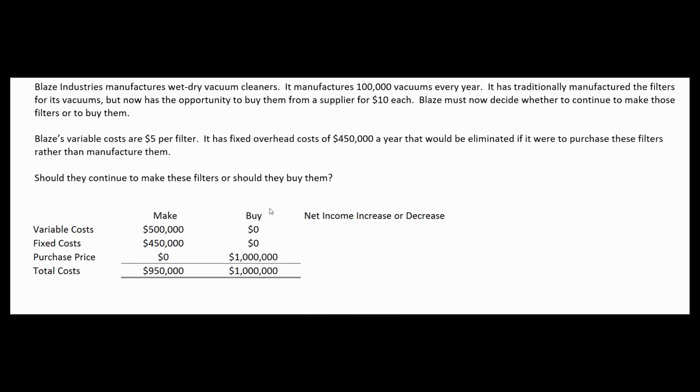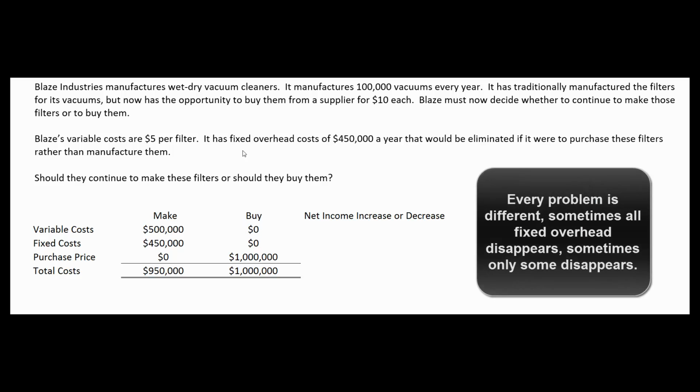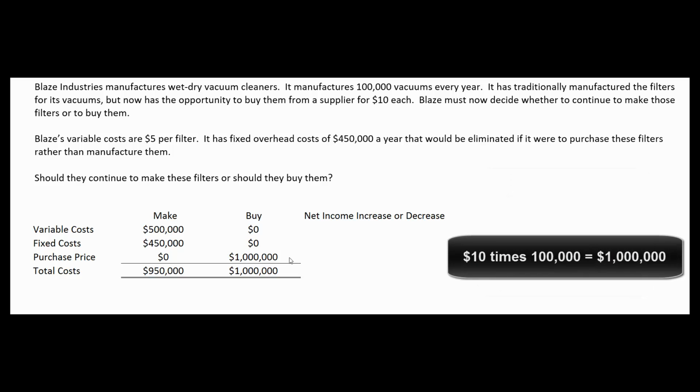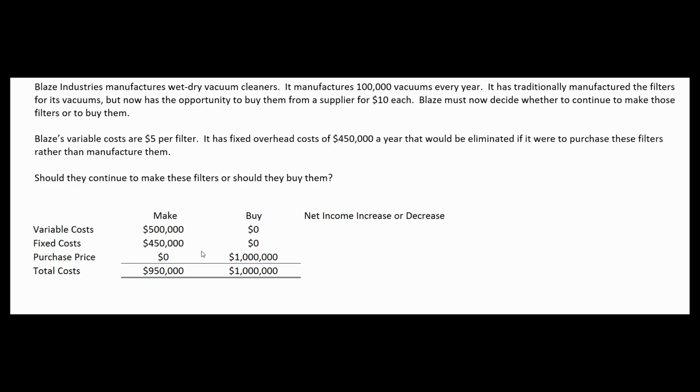If we buy the filters, obviously we won't have any variable costs because we won't be making them anymore. It tells us in the facts that the fixed overhead costs of $450,000 go away, so we won't have those costs. The only cost we'll have is $1 million. So would you rather spend $950,000 or $1 million? Well, obviously we're going to continue to make.